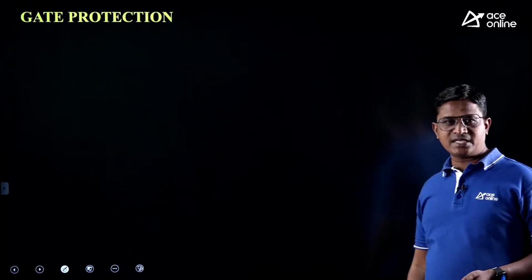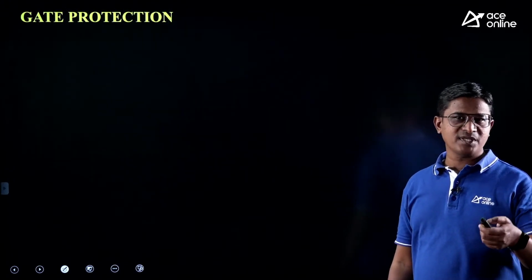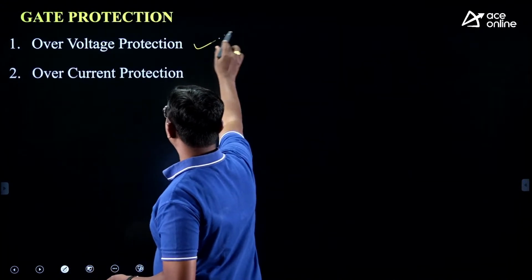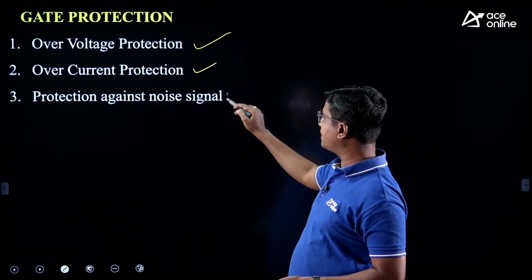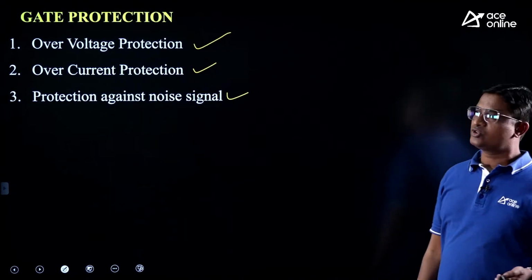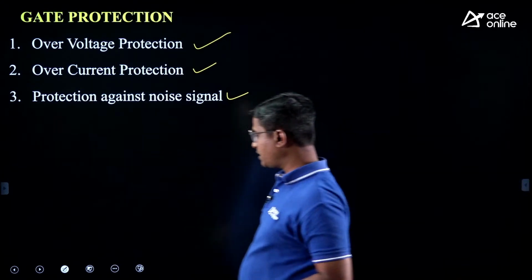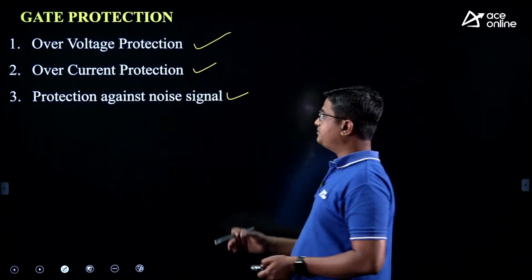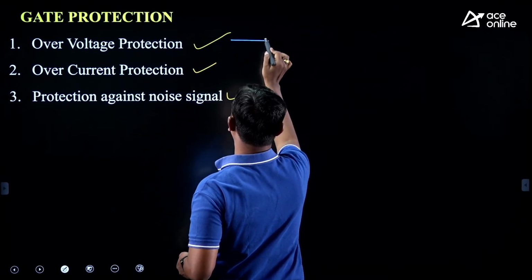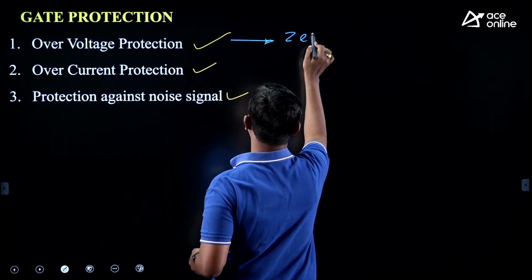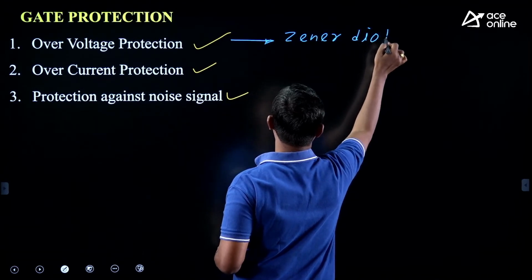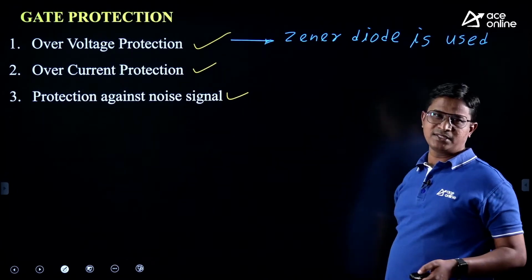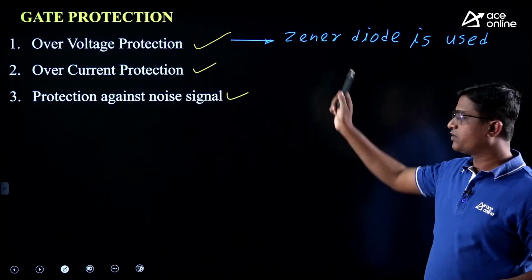Next, apart from the SCR, we need to protect the gate cathode circuit of the SCR also. For the gate cathode circuit, over voltage protection, over current protection, and protection against noise signals are used. How to protect the gate cathode circuit of SCR against over voltage? Let me write here. Zener diode is used. You might know Zener as a voltage regulator. Same thing we are doing here.